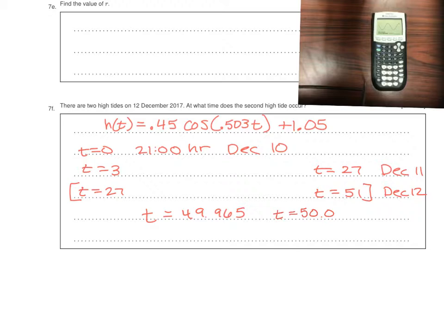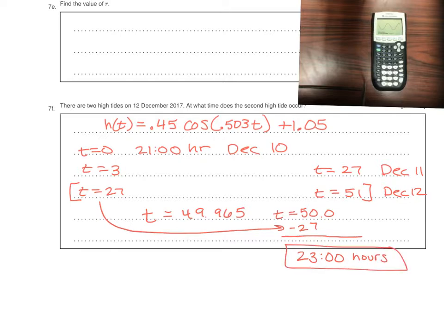So, what hour of the day is that? Well, we're going to need to go ahead and subtract 27, which is what the day started at. It started from 27, and that leaves us 23, and that 2300 is the time, or you could write 11 p.m., where the second tide occurred.